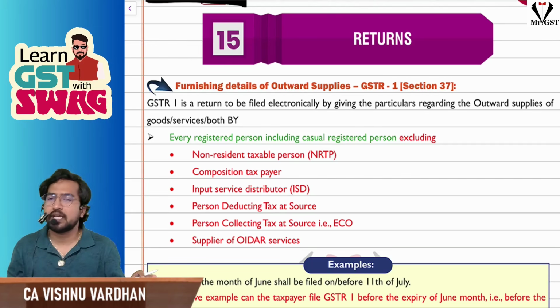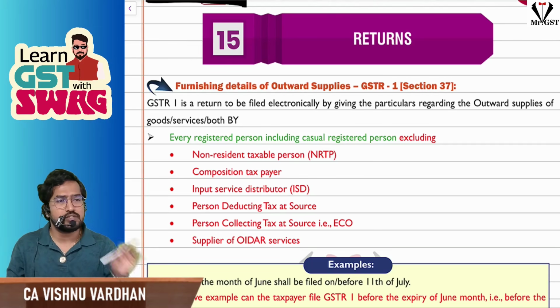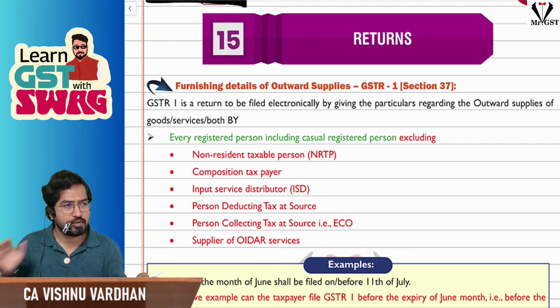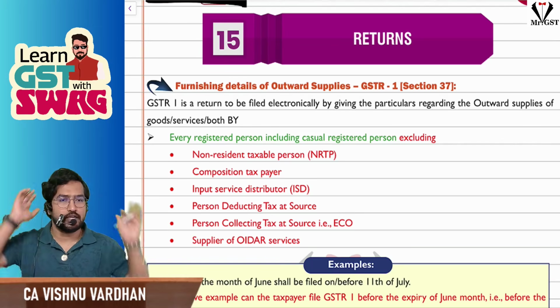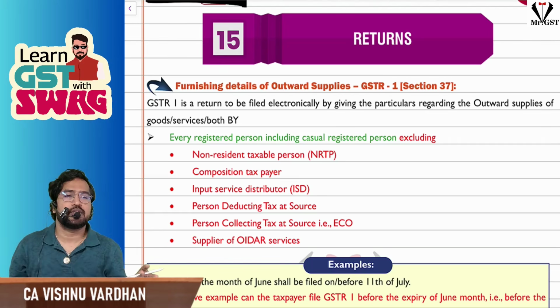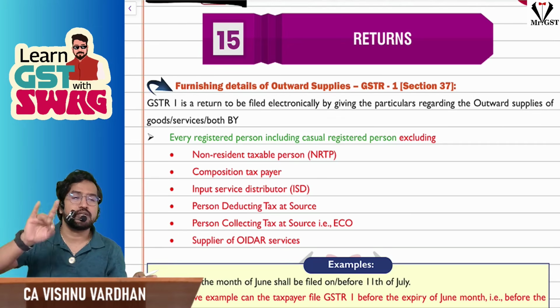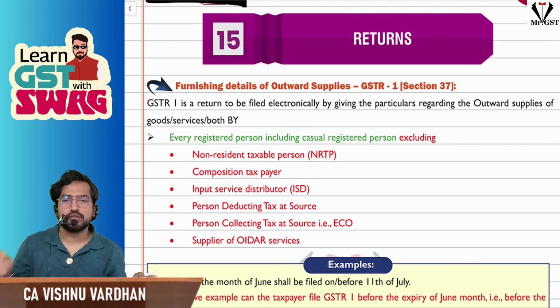Now, generally in ITC itself, we have discussed something called GST returns. Correct? In the ITC chapter, we have discussed GSTR 1, 2B, and 3B. Sections 37, 38, 39. If you remember, 37 is GSTR 1, 38 is 2B, 39 is 3B.